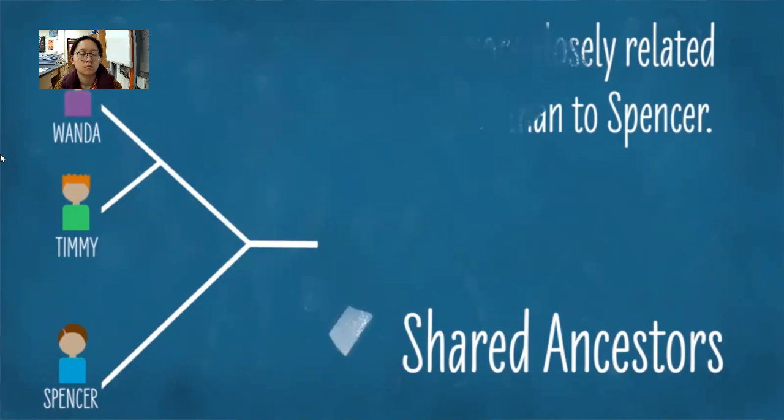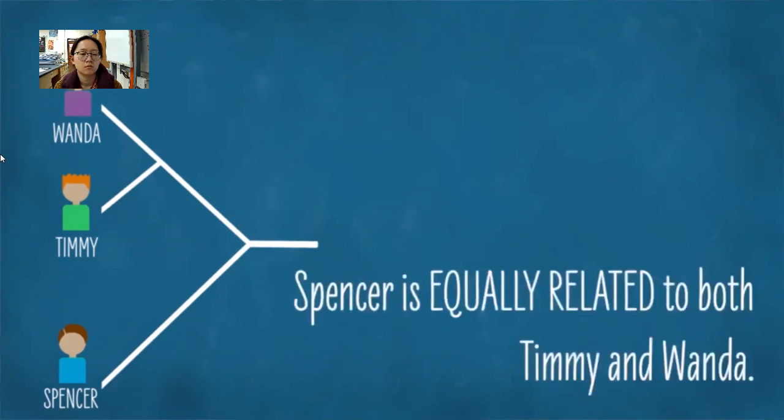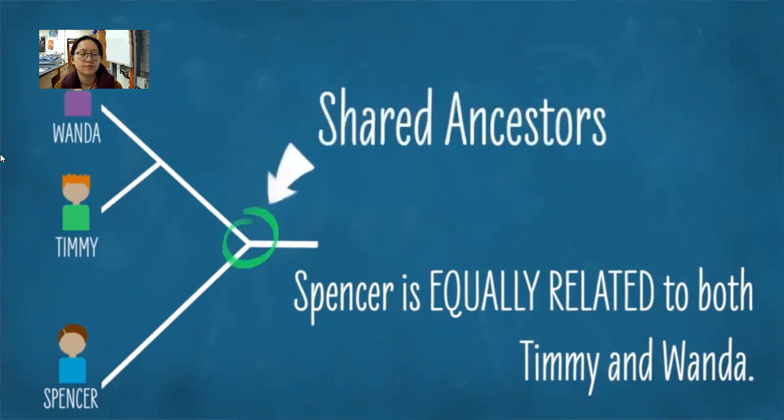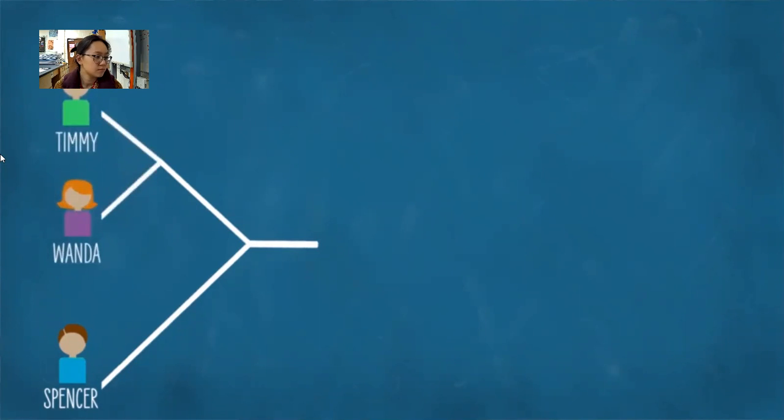Also worth noticing is that Spencer is no more closely related to Timmy than he is to Wanda. He's equally related to both of them because he shares the same ancestors with both of them. Also, if I flip the way that I drew the diagram so that Timmy is on the top and Wanda on the bottom, that doesn't change the story at all.